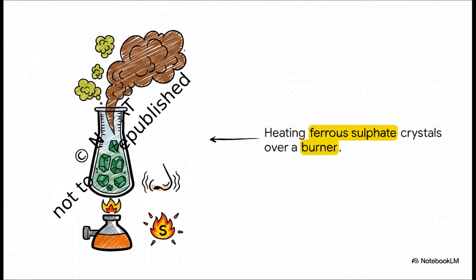Picture heating some green ferrous sulfate crystals over a lab burner. As you apply that intense heat, the single compound starts to break down. The crystals lose their water content, turning a brownish color as they become ferric oxide. At the same time, it releases sulfur dioxide and sulfur trioxide gases. If you were in the room, you would literally smell the sharp, unmistakable odor of burning sulfur.